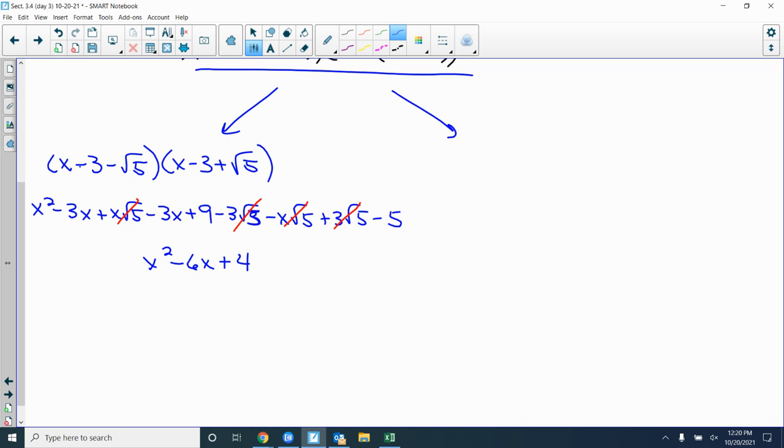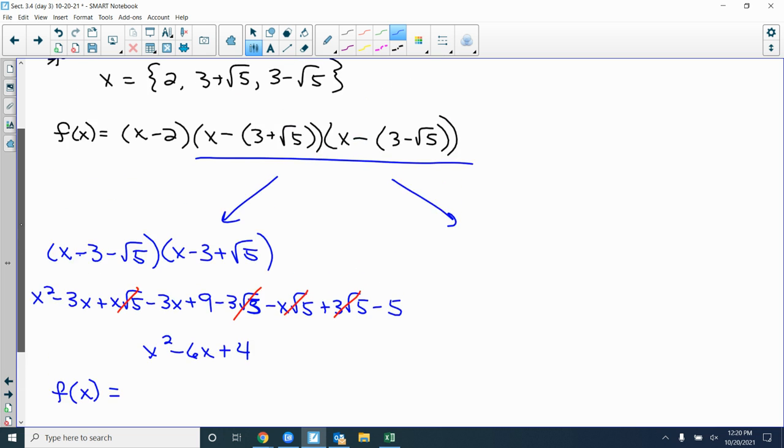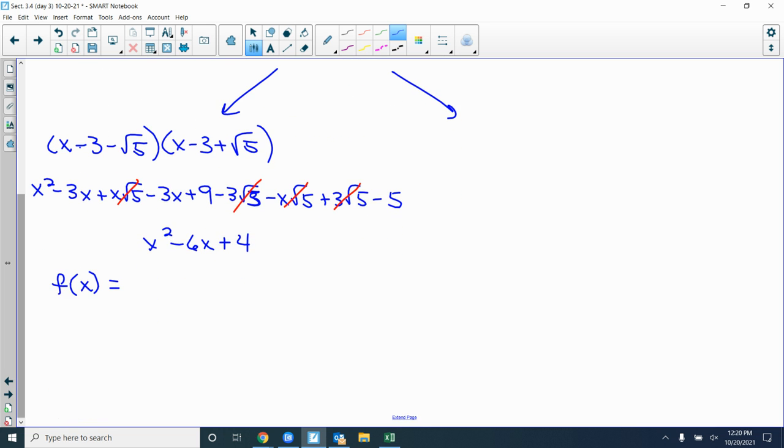Well, what do I still have from up above, though? What's the other factor we haven't used yet? X minus 2? All right, so we got x minus 2 times x squared minus 6x plus 4. All right, I'm going to leave that. I'm not going to go through that because you already know how to do that. It's just going through the procedure. All right, let me show you the second way.